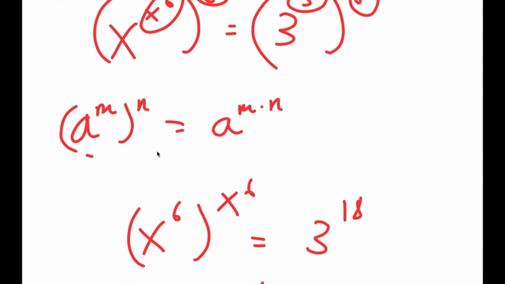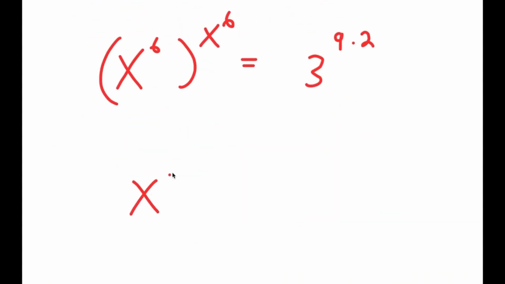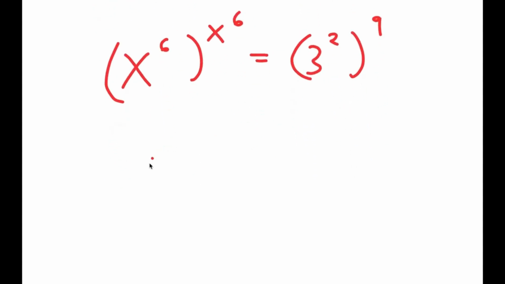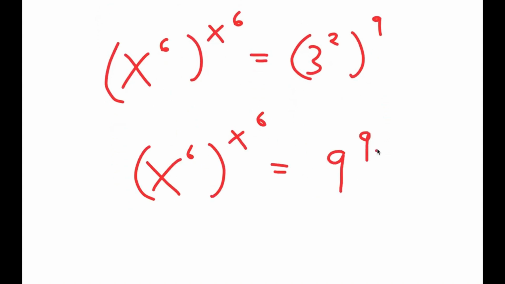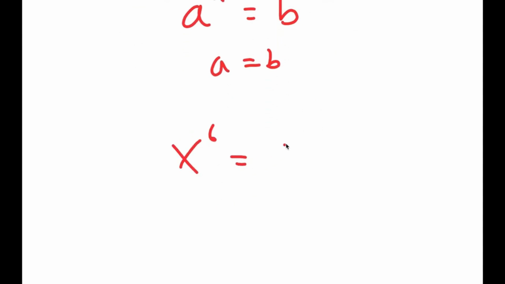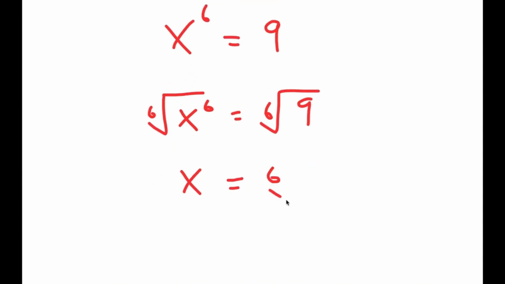And now we can use the reverse of this property and change this form into this form. So now I get (x^6)^(x^6) = (3^2)^9. And 3^2 is 9, so I get (x^6)^(x^6) = 9^9. And because this is in the form a^a = b^b, this means that a equals b. So in this case, x^6 = 9. And if I take the 6th root on both sides, I get x = the 6th root of 9.